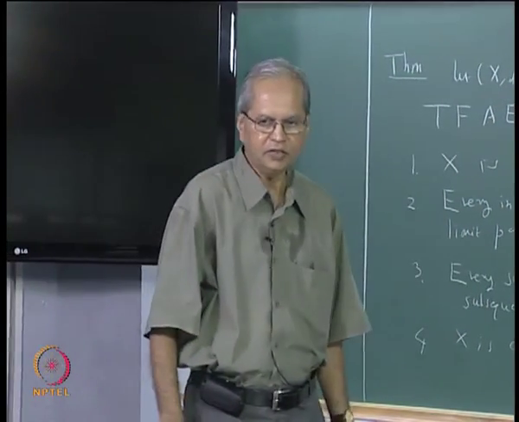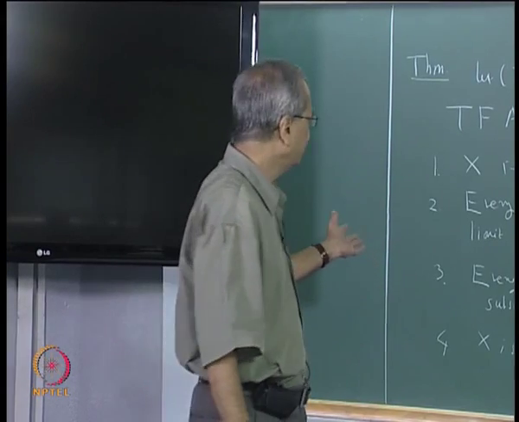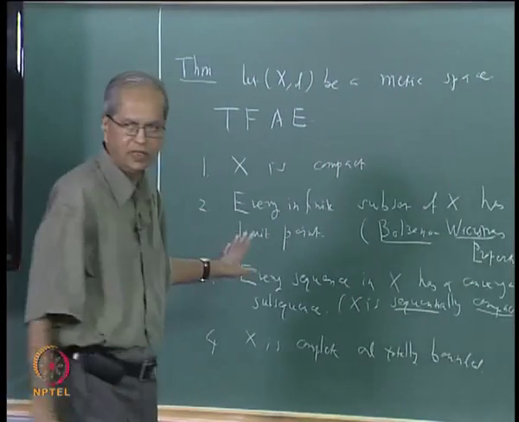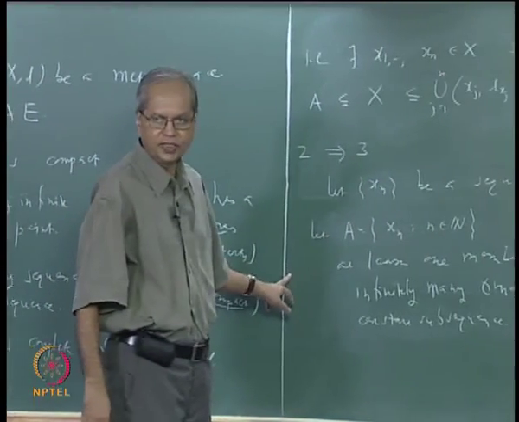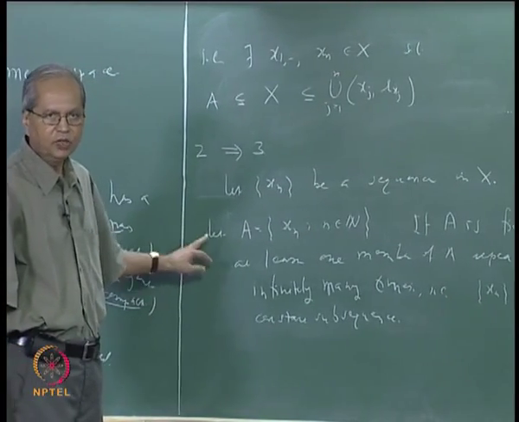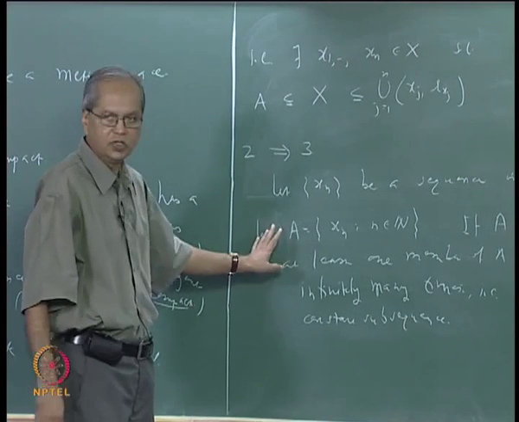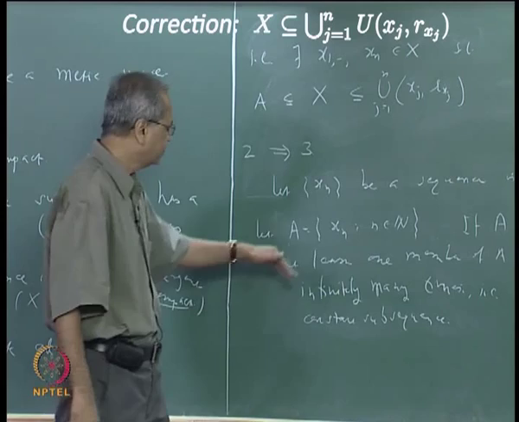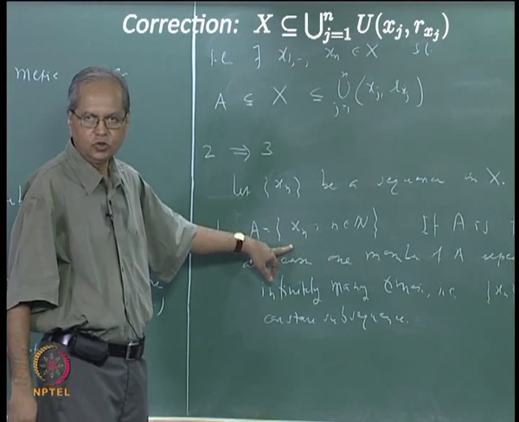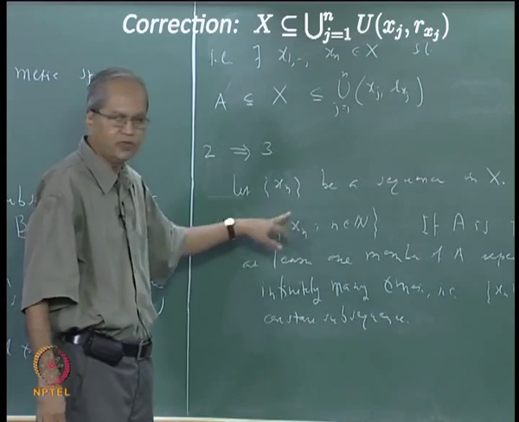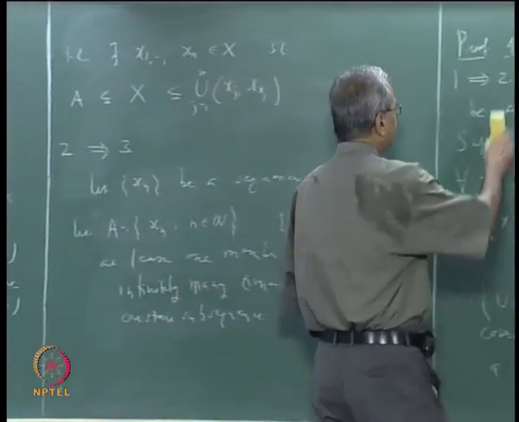If A is infinite, what can we do? We assume that every infinite subset must have a limit point. If A is infinite, then A must have a limit point in X. In particular, a limit point is a point in the closure, which means you can always find a sequence in A which converges to that point, and we can choose that sequence in such a way that it is a subsequence of this. So let us complete this argument.